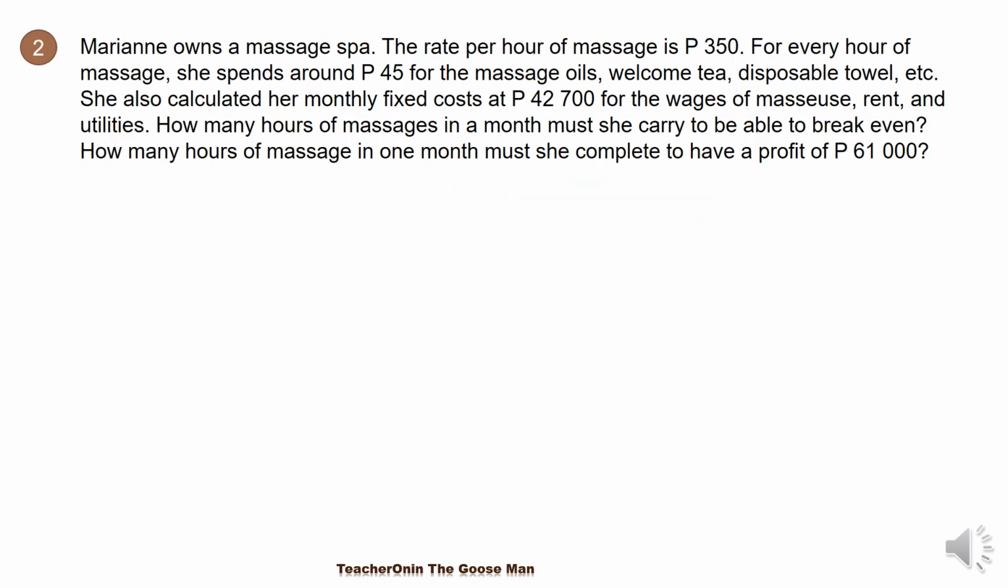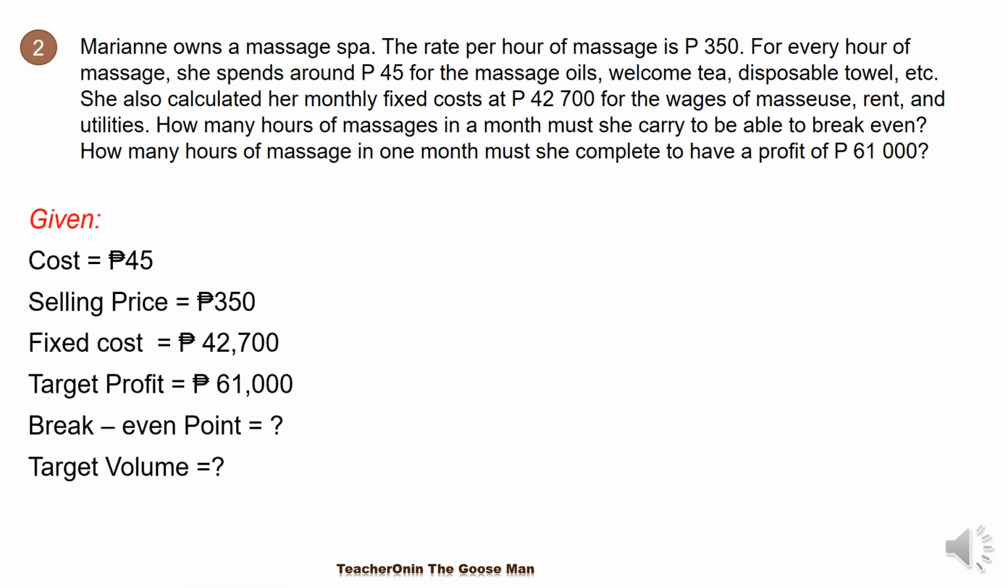Alright, in order to solve this word problem, let's identify the given. The cost is 45 pesos. The selling price is 350 pesos. Fixed cost of 42,700 and the target profit is 61,000 pesos. We do not know yet the break-even point as well as the target volume.